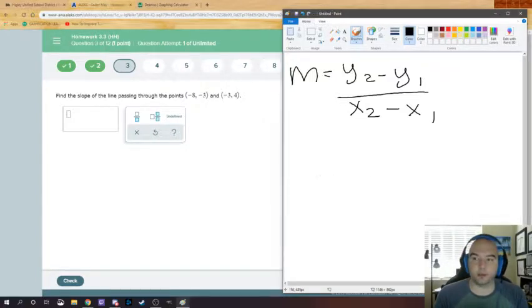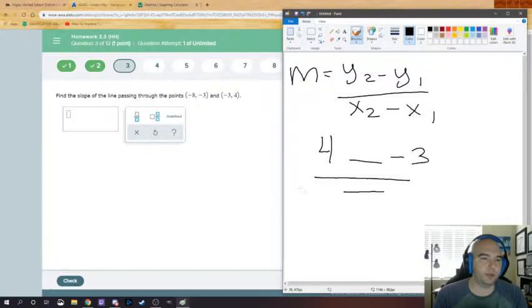My other advice is this, when you're doing it by hand: write the bar out with a minus sign on the top and the bottom. Yes, those are minus signs. Sorry, they're pretty fat minus signs. Okay, but then you fill it in. So y2 is 4, y1 is negative 3, x2 is negative 3, x1 is negative 8.